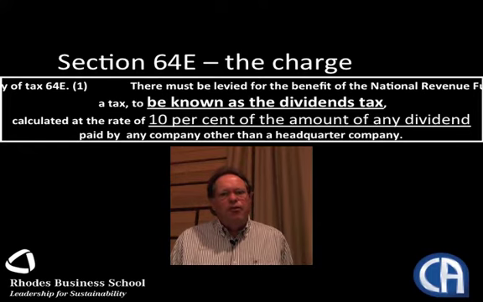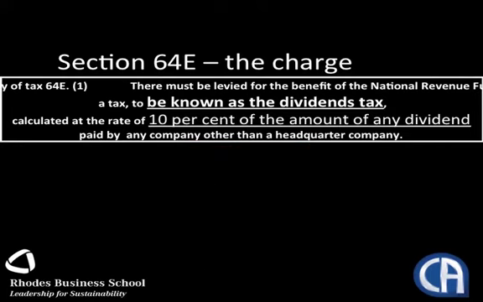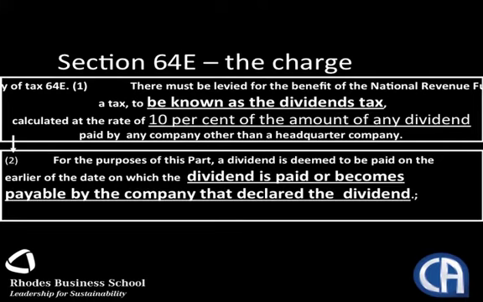But the moment that you have a charging provision, you have to say, wait, there's something more to it. We have to say, what is the timing of the tax? When is a dividend deemed to be paid? And that's where they say, right, for purposes of this part, a dividend is deemed to be paid, not on receipt or accrual, on the date on which the dividend is paid or becomes payable by the company that declared the dividend. Nice simple stuff in the first two charging provisions.